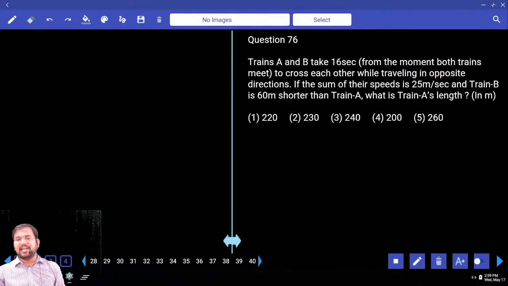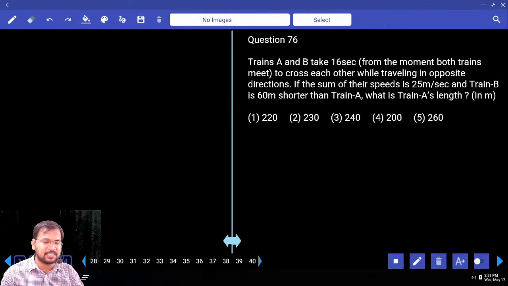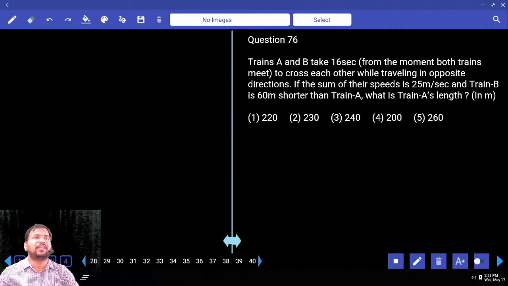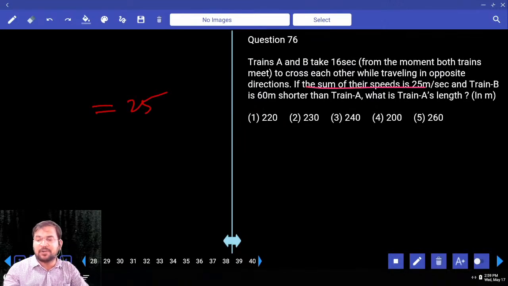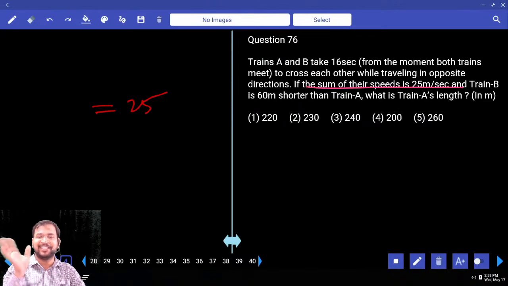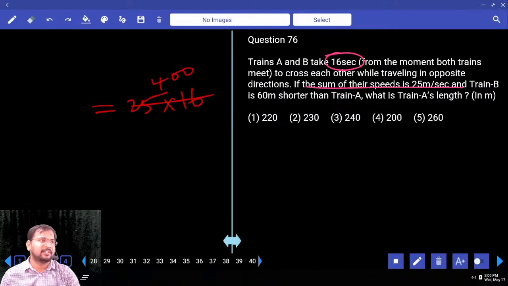Next one. Train A and train B take 16 seconds to cross each other while traveling in opposite directions. The sum of their speeds is 25 meters per second, and train B is 60 meters shorter than train A. What is the length of train A? Whenever train A is crossing train B, the distance is the length of train A plus the length of train B. Distance is speed into time. Sum of their speeds is 25, the relative speed given directly. Our work is easy. 16 seconds. 16 times 25 is how much? 400.